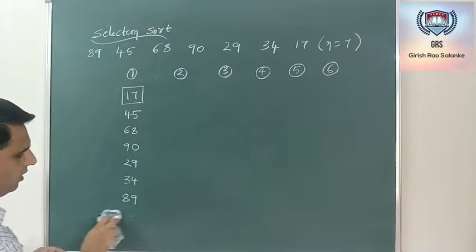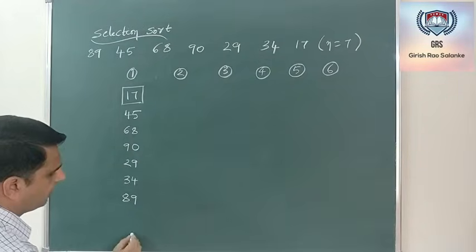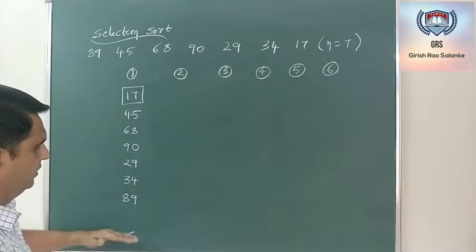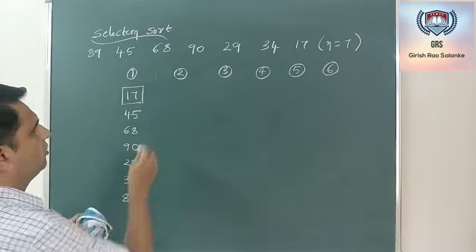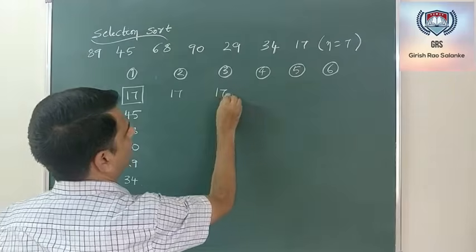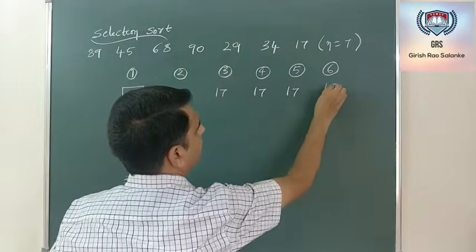Now, this is the number of comparisons. Don't get confused with the elements. Now I need to sort the rest. 17 has already been sorted.